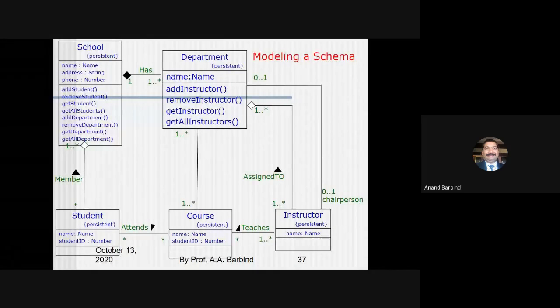In a similar fashion here, a class diagram is drawn which looks similar to that particular ER diagram, but it has more information than the ER diagram. In the ER diagram, we show only the names of the tables and the attributes of that particular table. But in addition to that, here the operations are also shown.